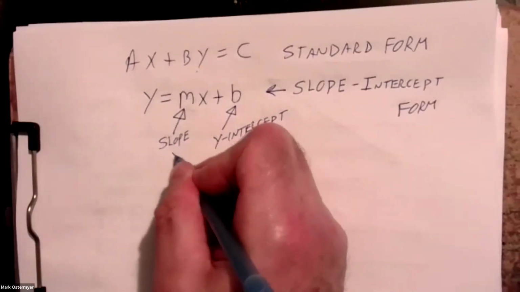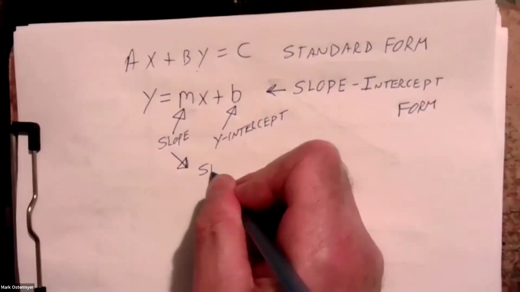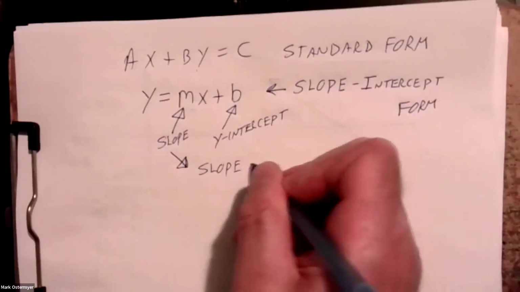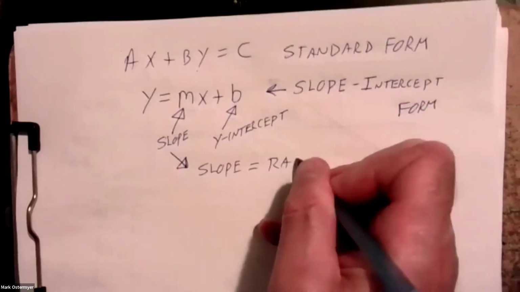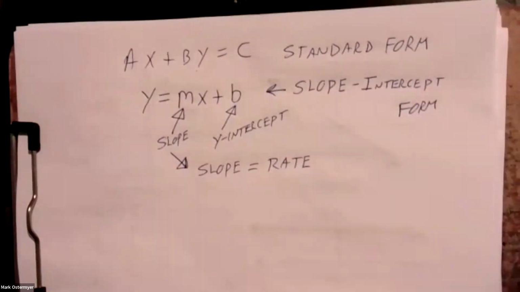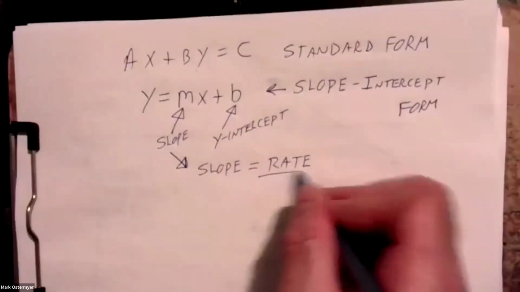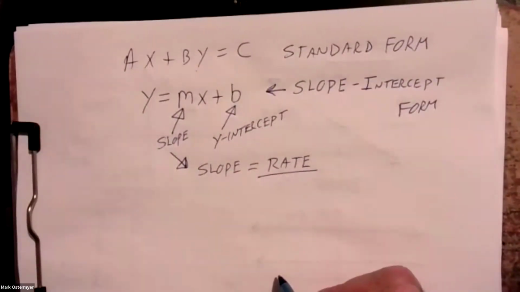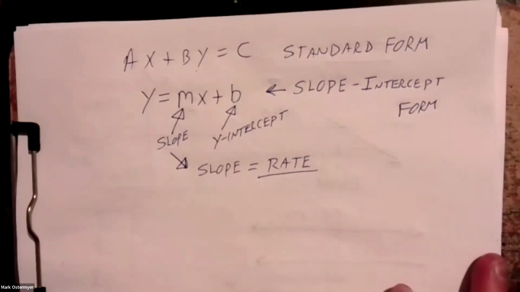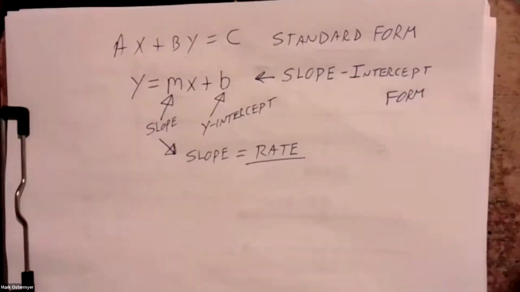You see this word slope, ladies and gentlemen? Slope is really a rate in mathematics. It's a rate of change of y with respect to x. Can anybody else give me an example of some rates that are actually in existence in the real world? A rate. Can anybody give me an example of a rate in the real world?